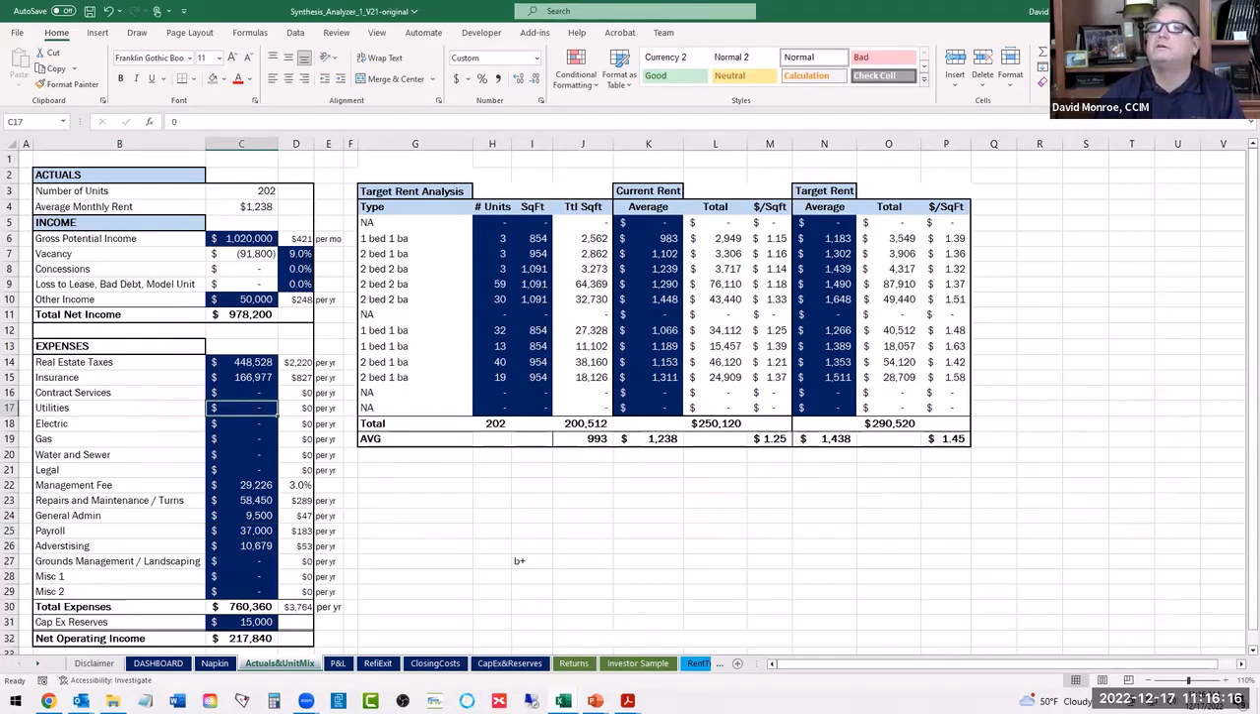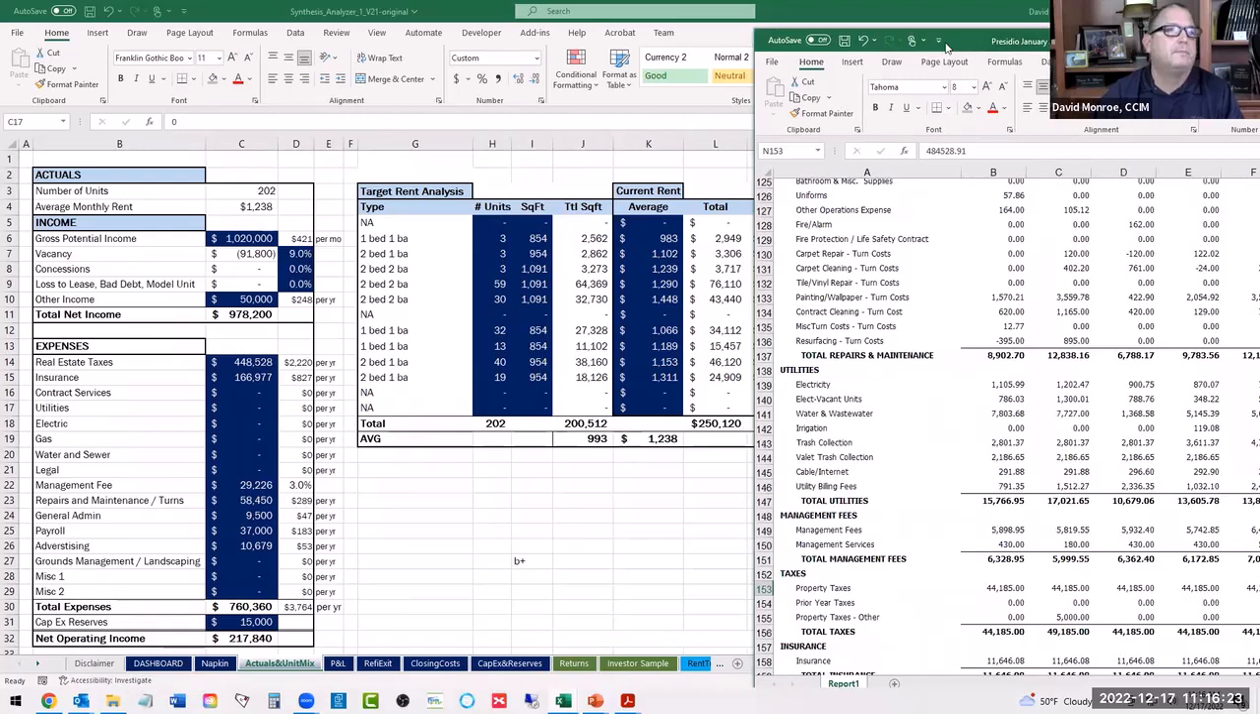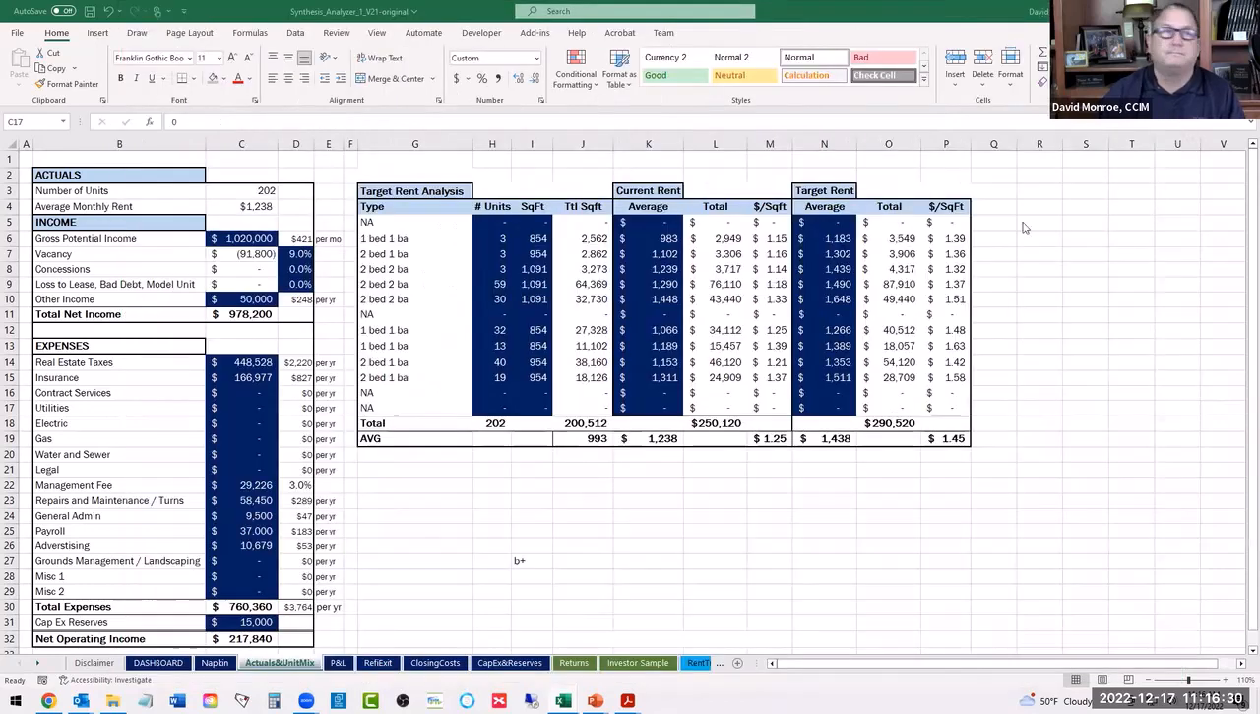Let's go to utilities. Okay, if I go to utilities here, you can see total utilities is 191,183. And that's how I'm finding these. So you just saw that. 191,183. We're not worried about any of the rest of that. Management fee. So I'll go find the management fee, which is right there, and that is 77,951.